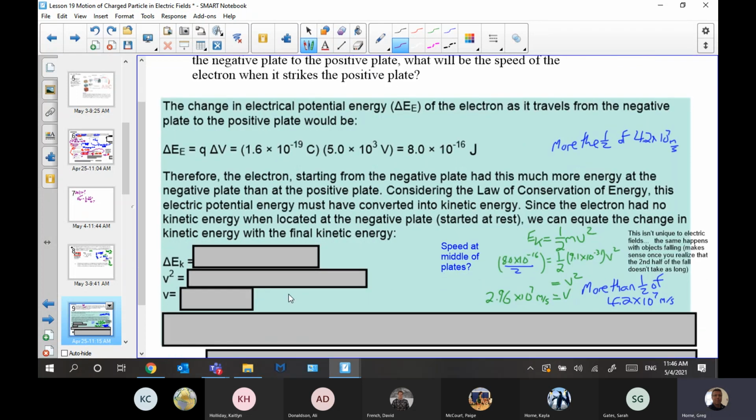They're saying starting at the negative plate, of course, it's going to have lots of potential energy. It's going to convert to kinetic energy at the other plate. They're talking about conservation of energy like I've talked about.